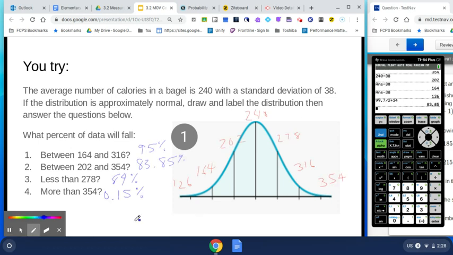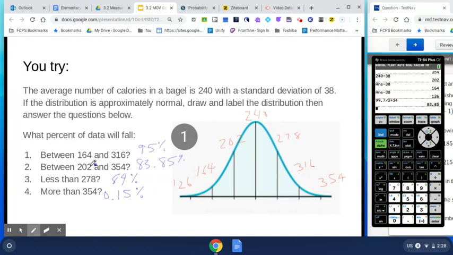Okay, here are the results of those 4. First of all, I went ahead and labeled the distribution by putting the mean 240 in the middle, and then adding 38 3 times, and subtracting 38 3 times. Answering the question, number 1, between 164 and 316, that's 2 standard deviations in both directions. Empirical rule says that that's 95%.